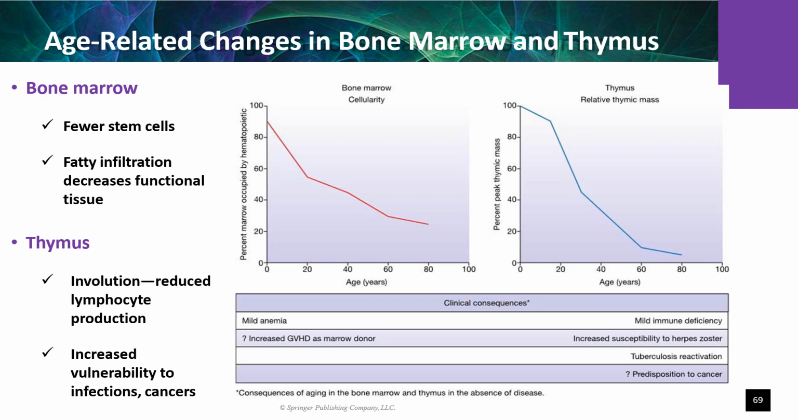Bone marrow in older adults changes in composition, containing more adipose tissue and fewer stem cells. In healthy older adults, clinical manifestations of changes in bone marrow and thymic mass are mild anemia and immune deficiency. Immune deficiency increases the risk of infection and neoplasms.